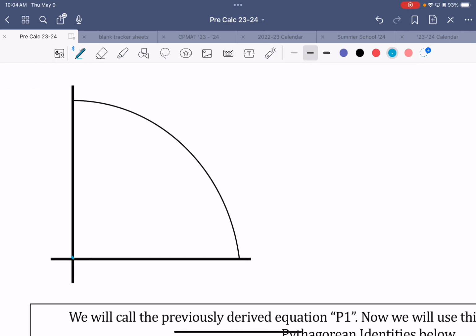So here we're going to make our reference triangle. We have a vertex in the middle. Here's our ray, and then we're going to connect down to the axis. Our angle is theta. Our distance here is y because it's vertical. Our distance here is x because it is horizontal. And then our radius is 1 because we're on the unit circle.